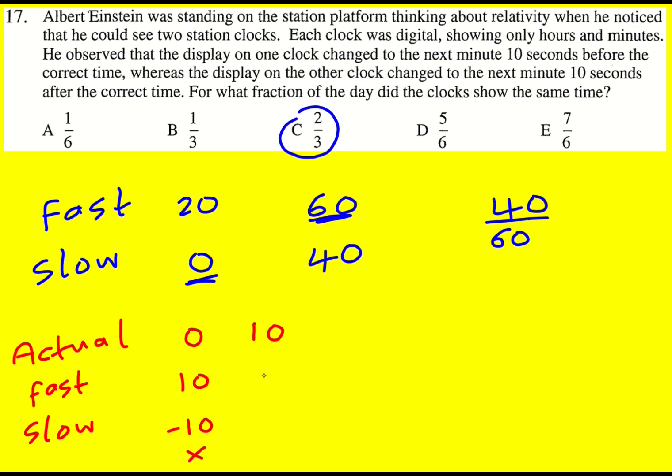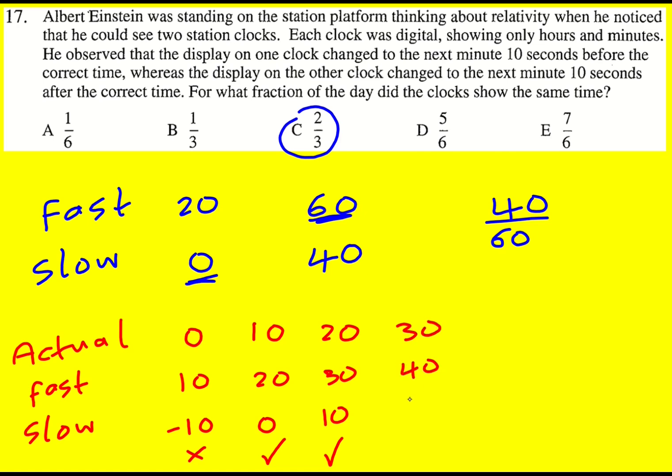After 10 seconds, the fast will be on 20. The slow will be at 0. Actually, they'll be in agreement there. So 0 to 10, they won't be. It's actually 10 onwards that they will be. For 20, it will be 30 and 10. They'll be in agreement. They're both saying 30 seconds past the minute or 10 seconds.